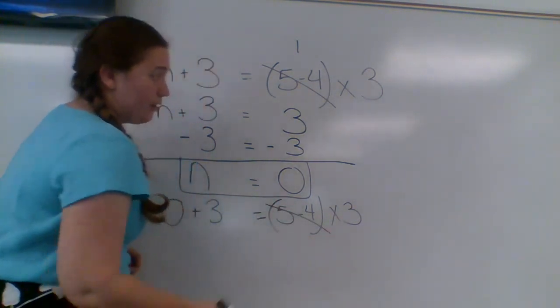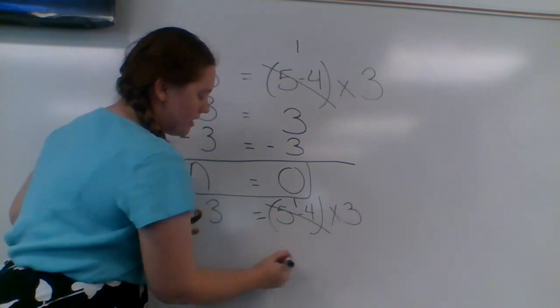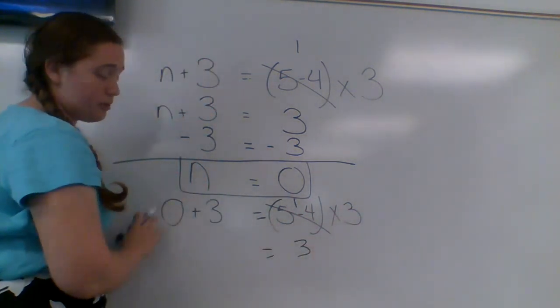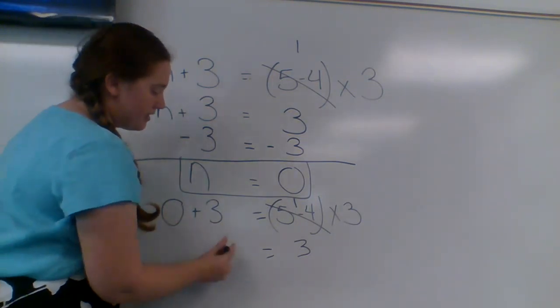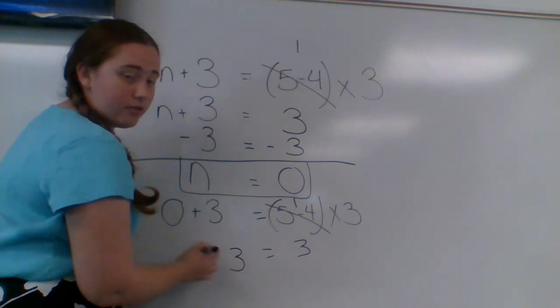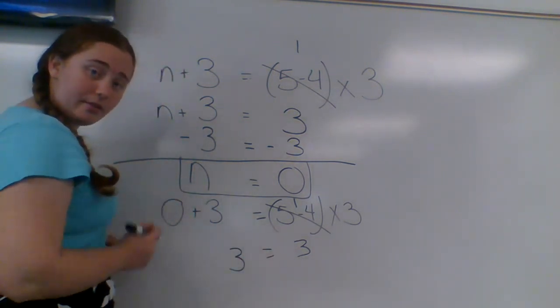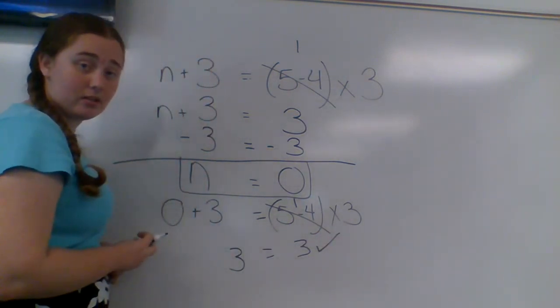5 minus 4, like we said up there, is equal to 1. And then 1 times 3 is 3. And then I have this 3 plus 0. Well, anything plus 0 is going to be the same number. So 3 plus 0 is 3. Does 3 equal 3? Absolutely it does. So we're going to go ahead and check that answer.